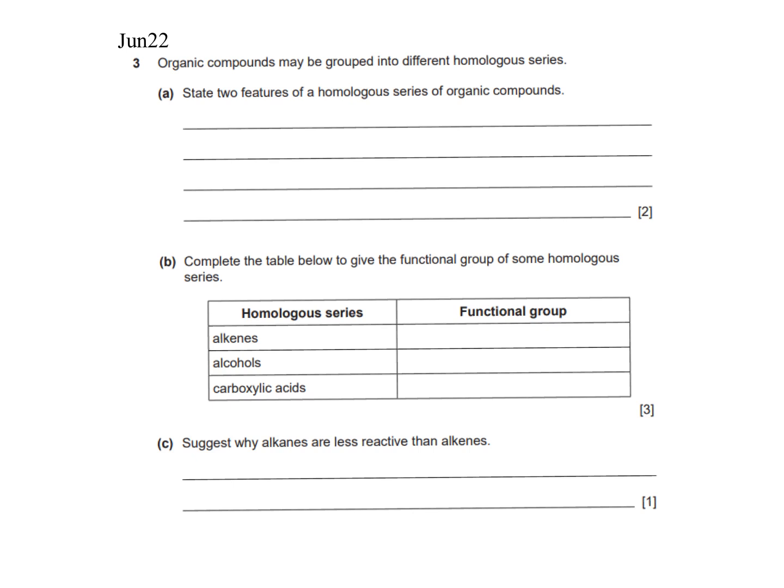Okay, on we go. Homologous series, that's been done before, so I'm going to skip that out. The functional group of the alkenes is C double bond C. Of the alcohols, it's OH, and then the carboxylic acid COOH. Part C, suggest why alkanes are less reactive than alkenes. Well, alkanes don't actually have a functional group.